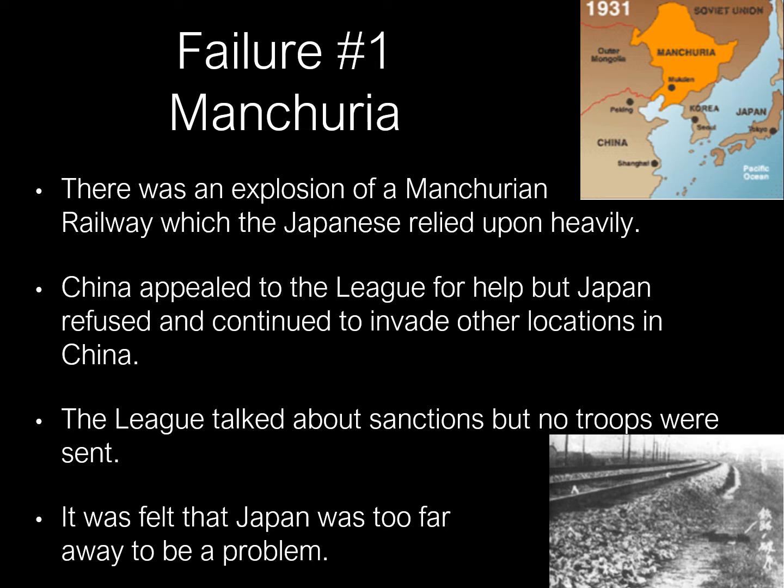And while the League talked about sending sanctions, no troops actually were sent because they felt that Japan was too far away to be a problem. And the League needed Japan to be part of it as a form of credibility. But after being criticized, Japan felt they had to leave the League because they had lost face.